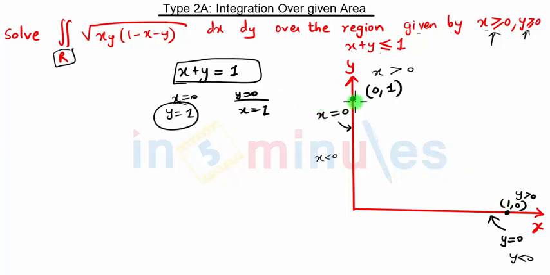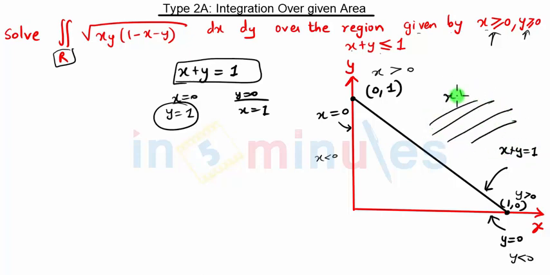If we join these 2 points, we will get a straight line, which is nothing but x plus y equal to 1. This part is x plus y greater than 1, then this part will be x plus y less than 1. So we have to consider x greater than or equal to 0, y greater than or equal to 0 and x plus y less than 1. So our area of interest is this triangle.